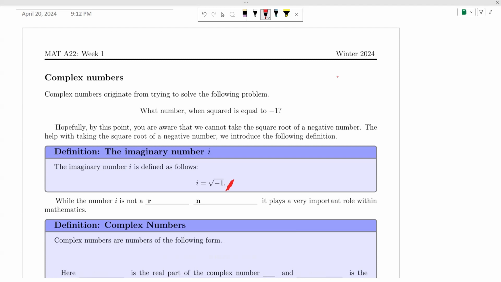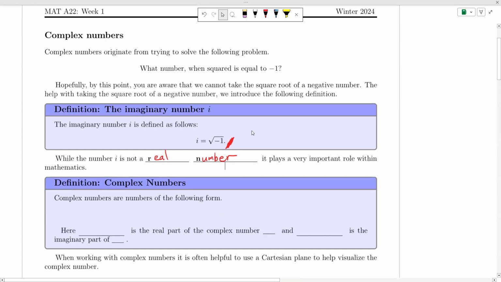Now, we need to note that i is not a real number. It plays a very important role within mathematics. And when we say it's not a real number, it doesn't lie on the real line. It's a number, it's something we can work with, but it's not real. Okay? Now, complex numbers are of the following form.